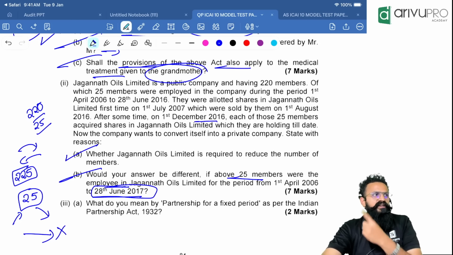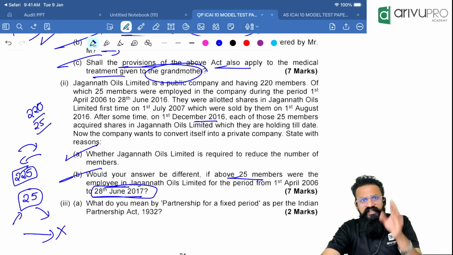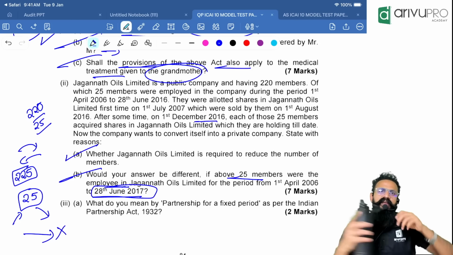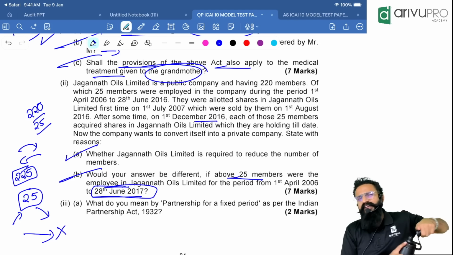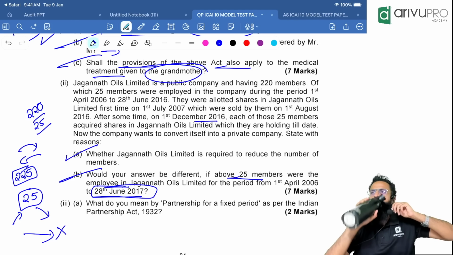Now that is what they're telling you. If at all they have not yet sold and are continuing to hold, then yes, don't count them. If they had sold, then yes, you will count them. If they sell and subsequently buy, that will not count.